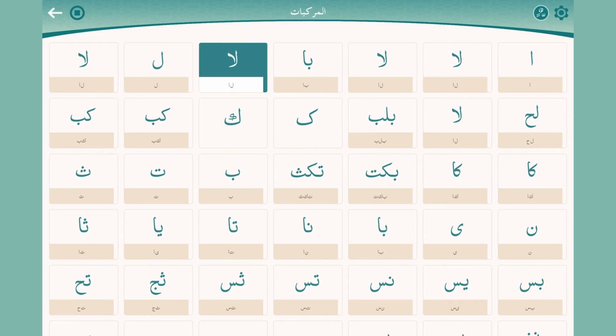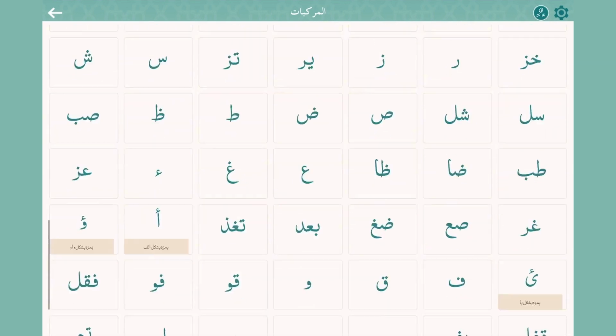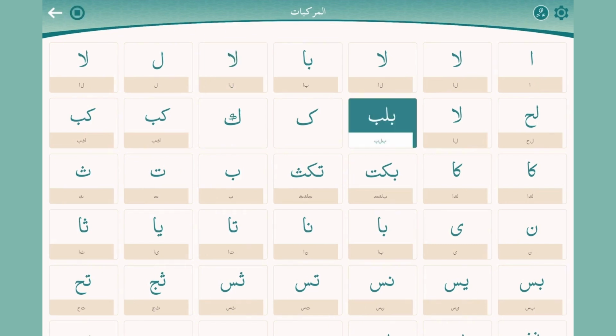Now, the letters will be written like this in the Quran. So they'll be joined up together like this. So this is what we need to learn. We need to know that this is Ba, Lam, Ba, and not read it wrong.